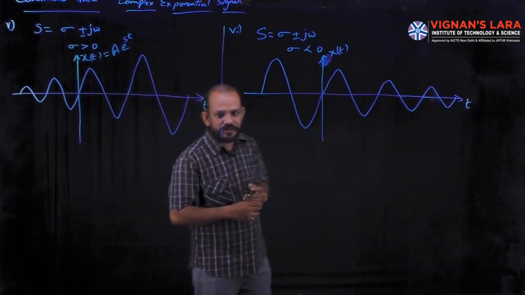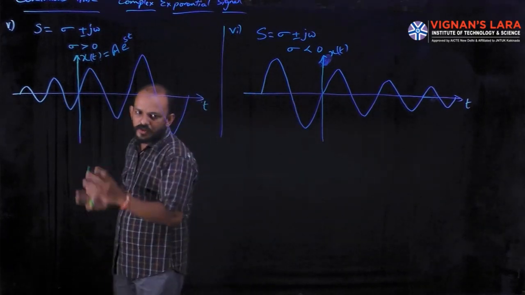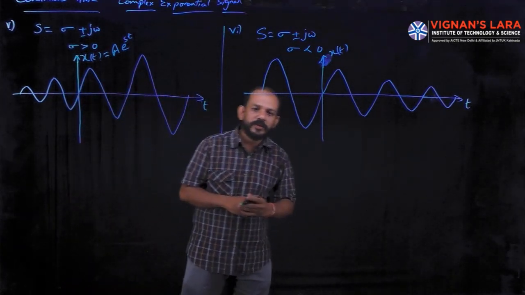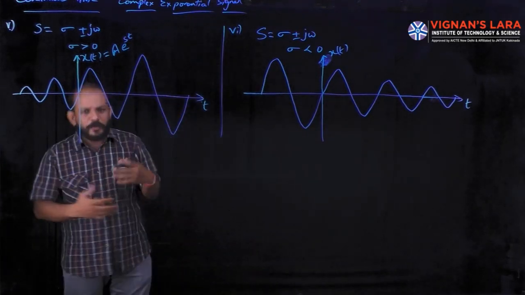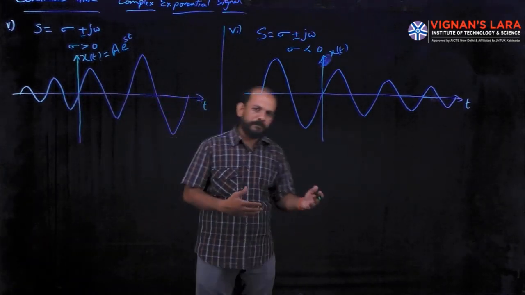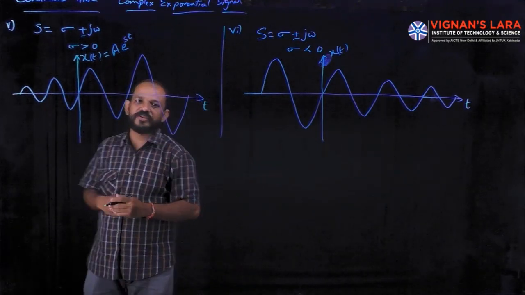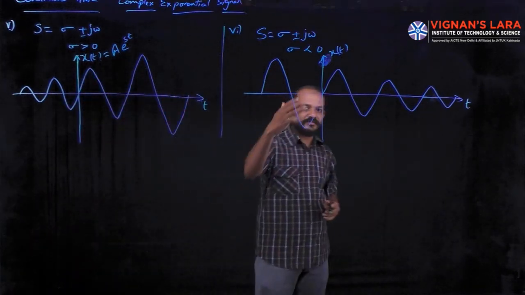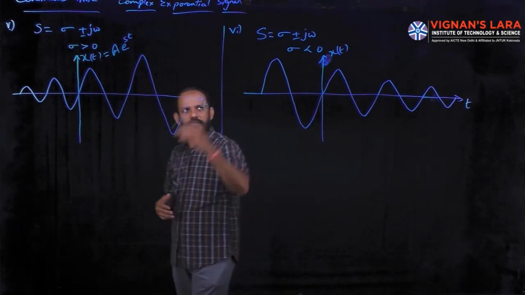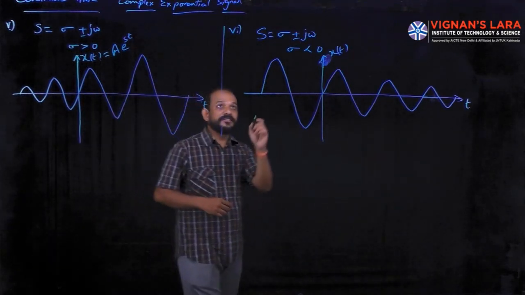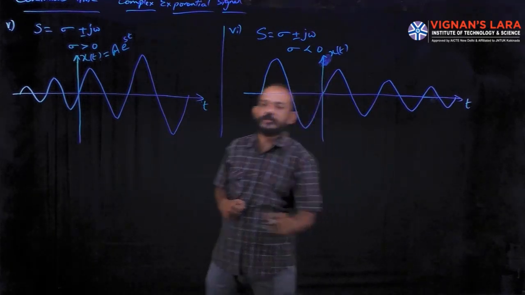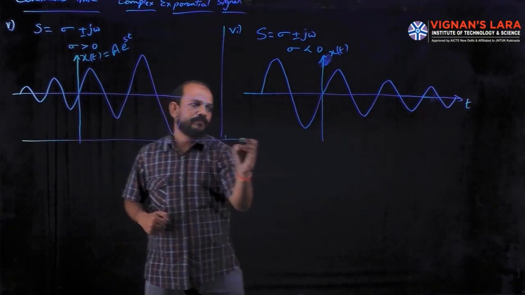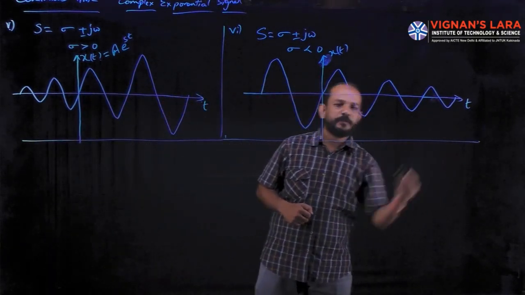In the fourth case, there is no real part, only imaginary part. So s equal to j omega. In the fifth case, we have both real and imaginary parts. Hence, s equal to sigma plus or minus j omega, and the value of sigma is greater than 0. In the last one, the sixth case, s equal to sigma plus or minus j omega, and here the sigma value is less than 0. So this is completely about the continuous time complex exponential signal.